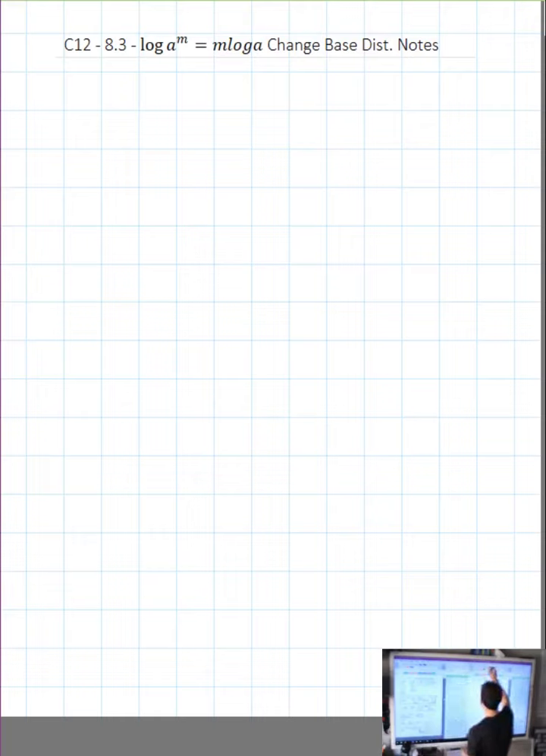Okay, we are going to now work on some of the rules that we can do with logarithms. So make sure that you print out your formula sheet at the bottom and watch the video going over that. But we are going to go through some of the rules.